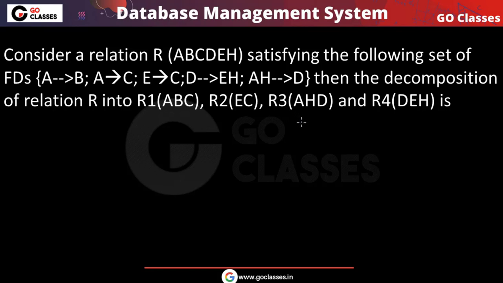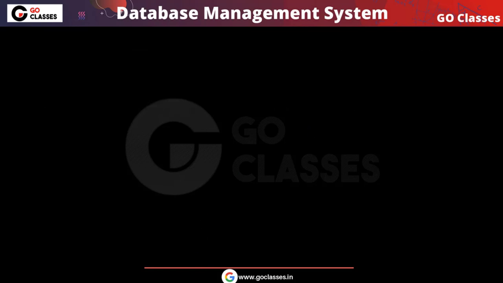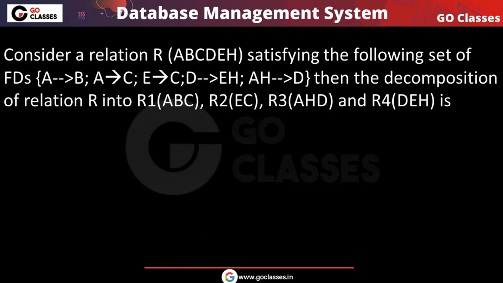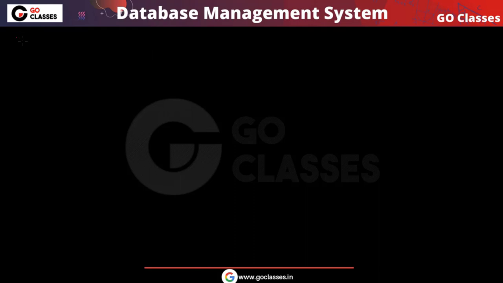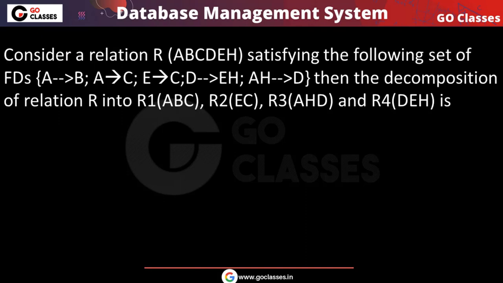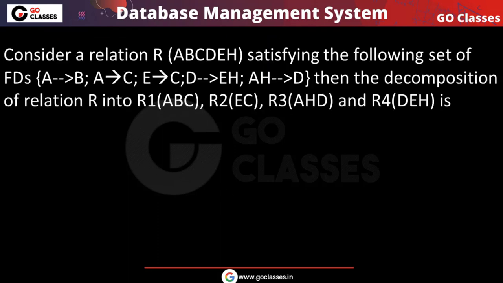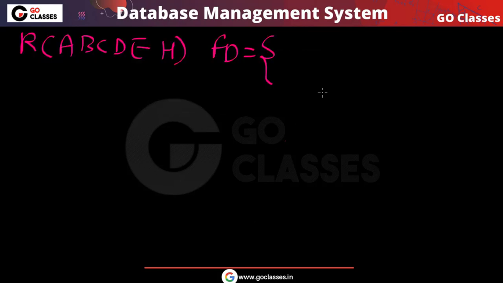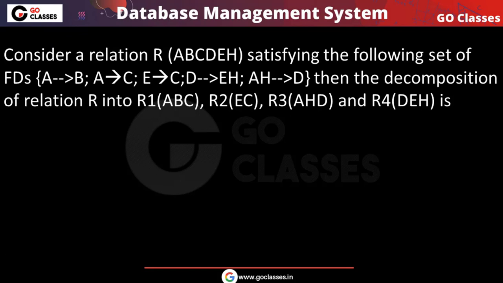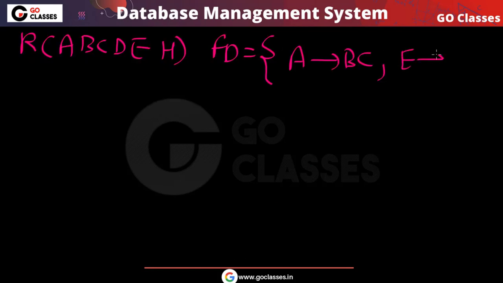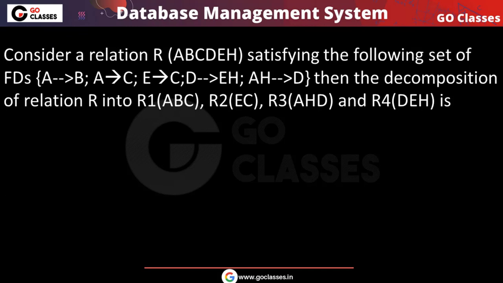For this example, let me apply the successive joining method, the successive combining method. Here the relation R is given to you, and this is A B C D E H. This is the relation, and the set of functional dependencies is also given to you. A determines B, A determines C, so A basically determines B, C. And E determines C.